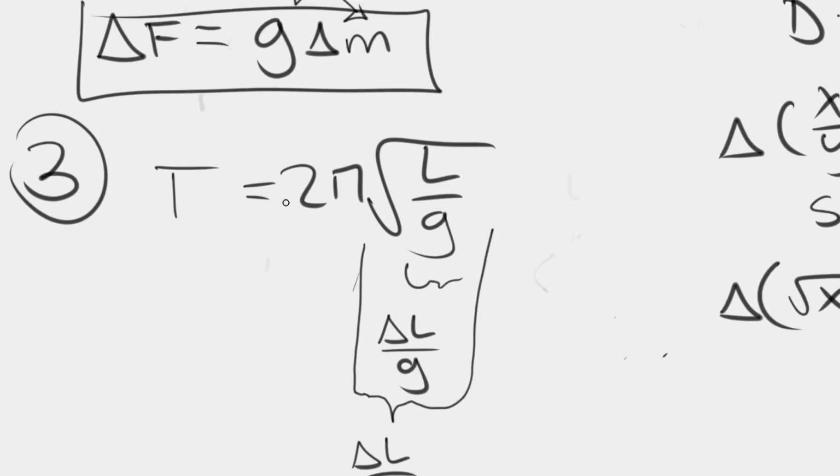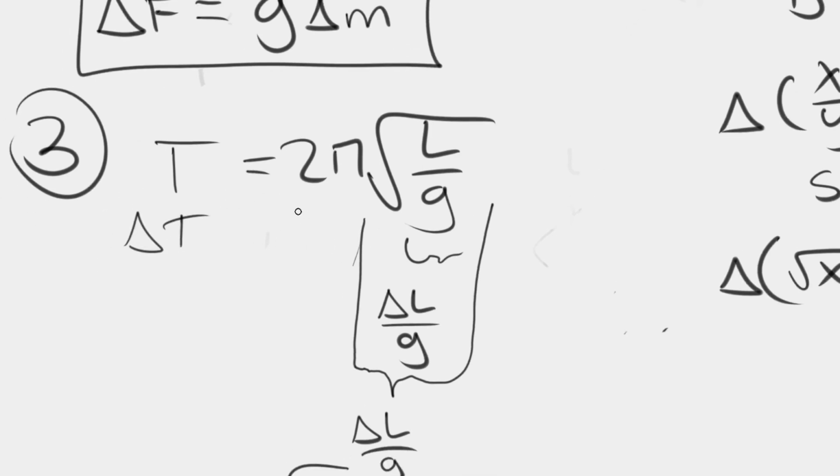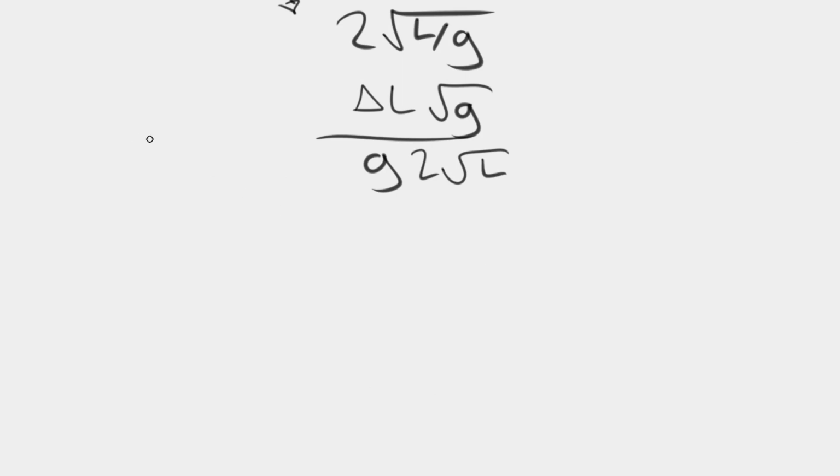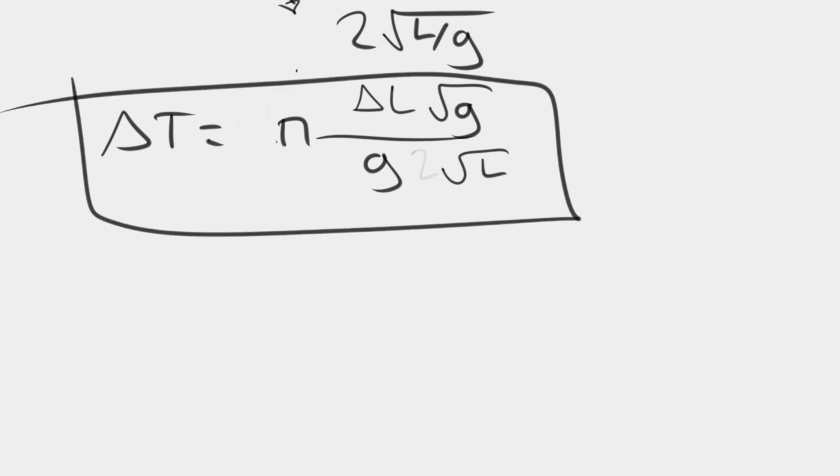Okay. And then with a period, in order to get the uncertainty of T, we would just use the coefficient rule, because 2 pi is just a coefficient. We would use this rule, and really our answer would be delta T equals 2 pi times that. And we can actually cancel these 2's out, because there's one over here and there's one over here. This is your answer.